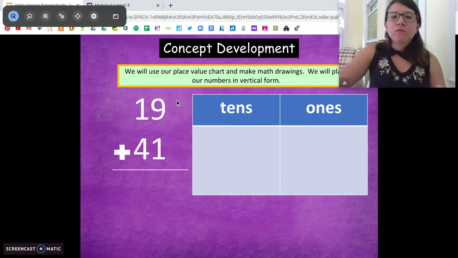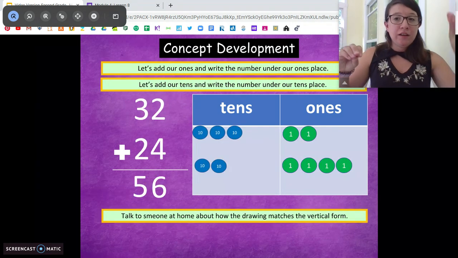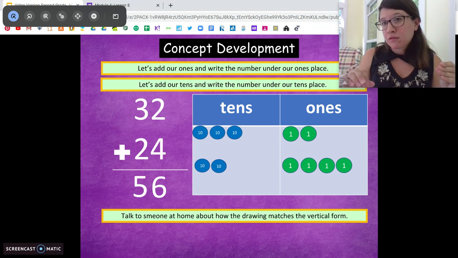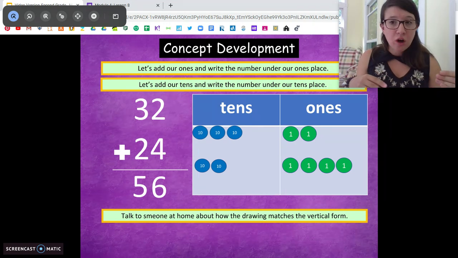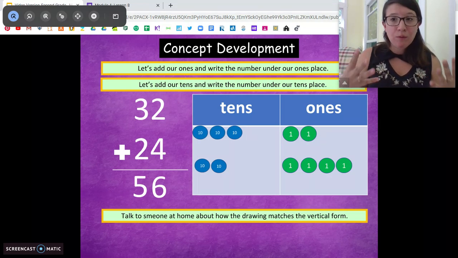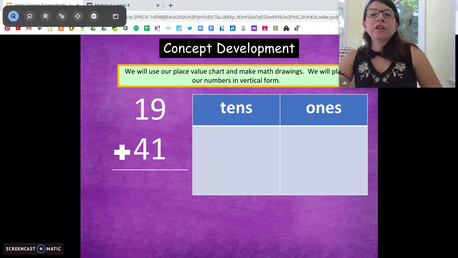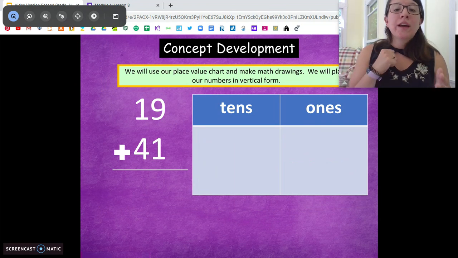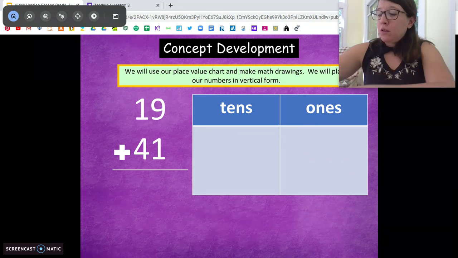Good. It's important to recognize that the drawings represent the numbers, right? We can use the drawings to solve for the numbers, and the drawings help us understand what the numbers look like and what the numbers mean. So I want you to try this one on your own. We're going to add 19 plus 41.